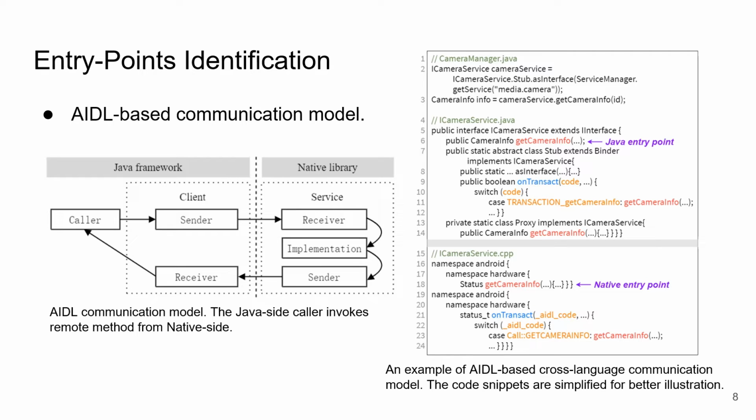AIDL is one of the IPCs that Android adopted to enable communication for remote invocation. The left figure shows the workflow of the AIDL-based client-server model, where the Java framework works as a client requesting service from the native library. AIDL utilizes a pair of classes on the Java side to communicate. An example of AIDL is shown in the right figure, where the method getCameraInformation uses AIDL to implement the communication between Java and C++.